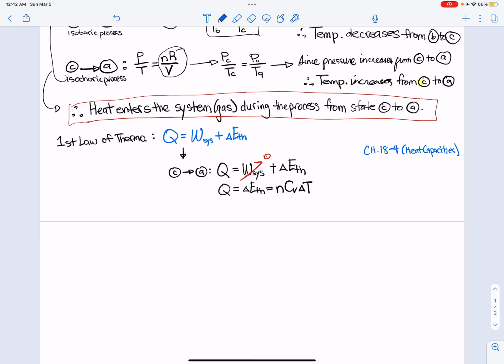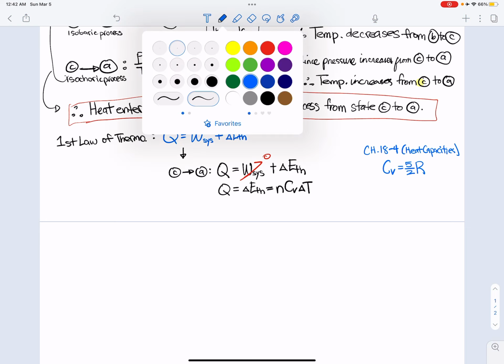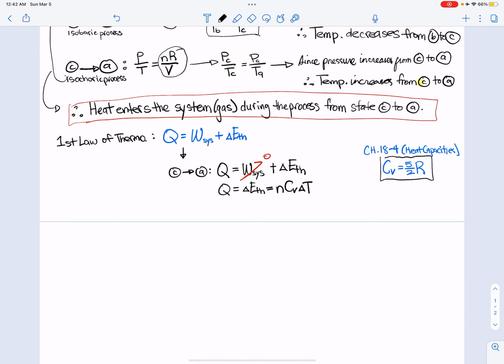Okay, I know that the value for molar heat capacity at constant volume for a diatomic gas is equal to 5/2 R. That's something we should know or have in our cheat sheet, and that is CV for a diatomic gas. Again, if you need to find the different values for CV for diatomic, monatomic, or polyatomic gas, please check out chapter 18, section 4. You'll see it there.